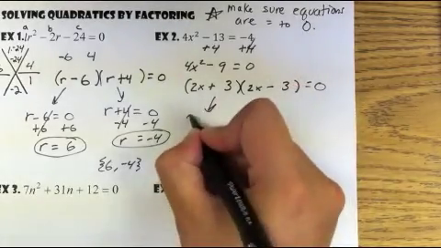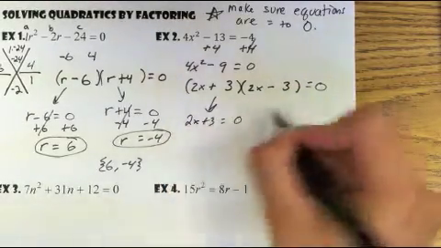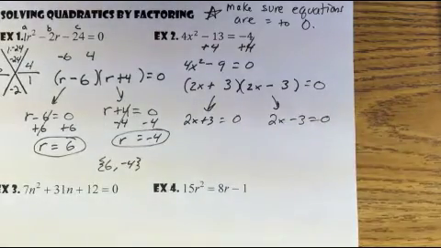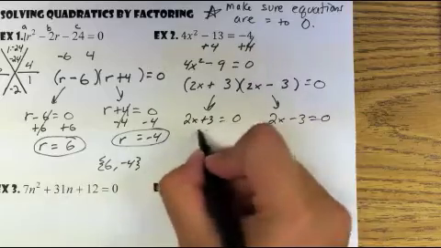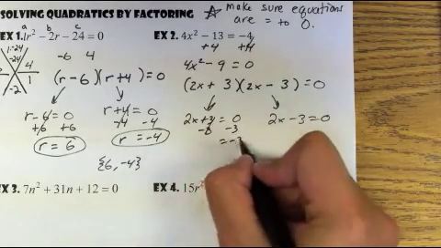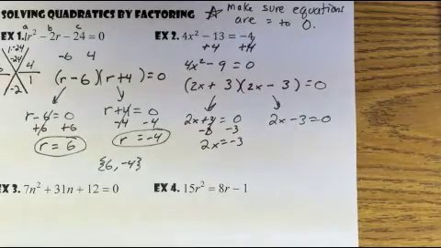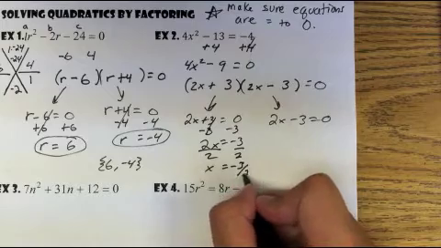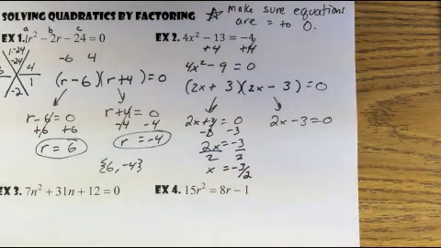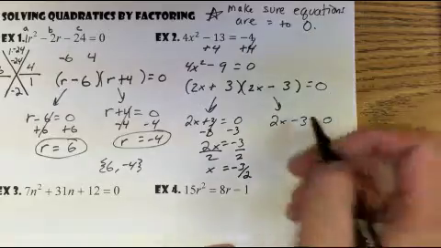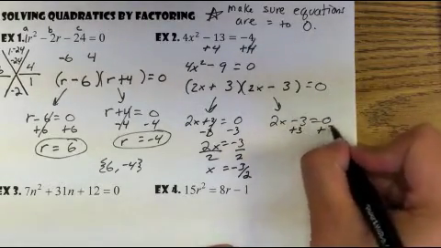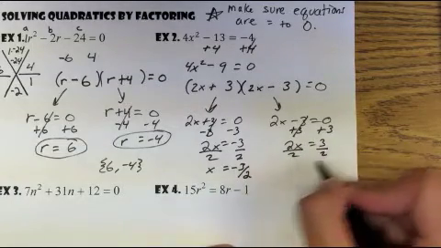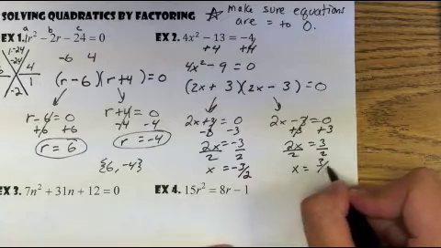Step 2, set each factor equal to 0. So I'm going to take this one, set it equal to 0, and I'm going to take this one and set it equal to 0. What do we do first here? Subtract 3. Divide by 2. Leave it as a fraction for right now. That's totally fine. So we get negative 3 over 2. Let's go over here. Add 3 now. So we're left with 2x equals 3. Divide by 2, and you get 3 divided by 2.